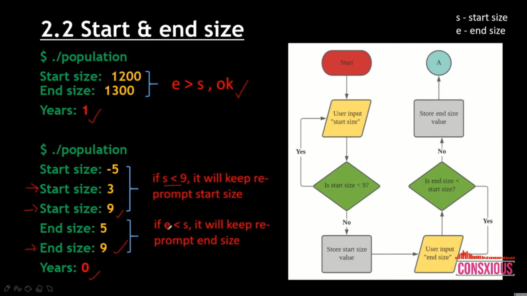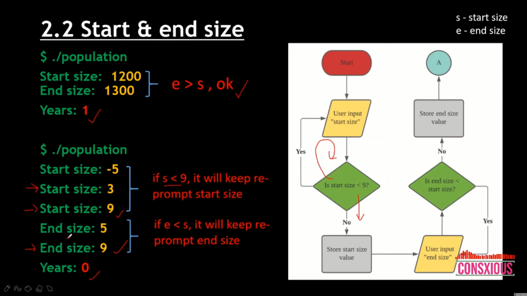So let us put this into a flow chart. When the program starts, the user keys in the start value. The user will input the value for the start size. So we check a condition: is the start size less than 9? For example, negative 5. So it means true, so we reprompt again in a loop here. If the user keys in 9, we'll break out from this loop. So we will store the start value.